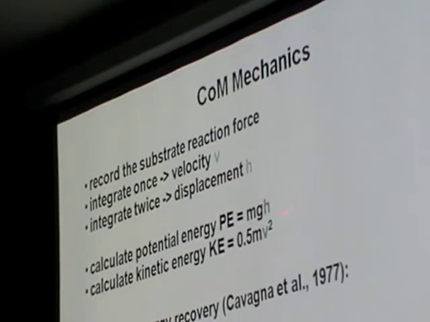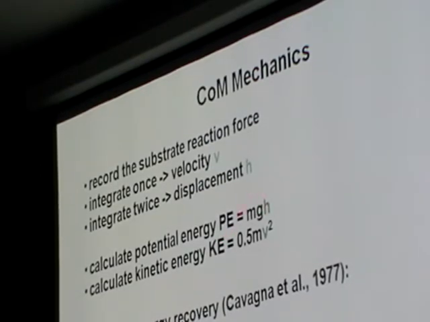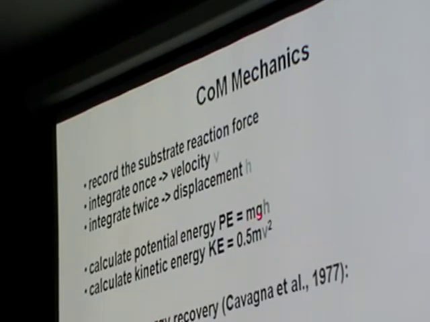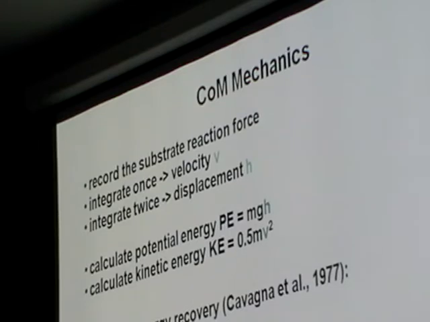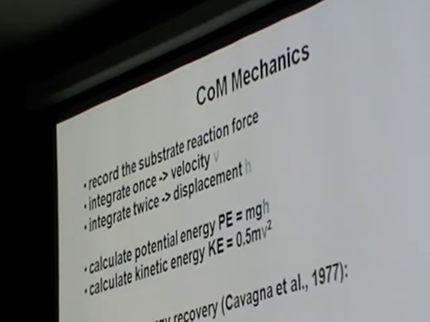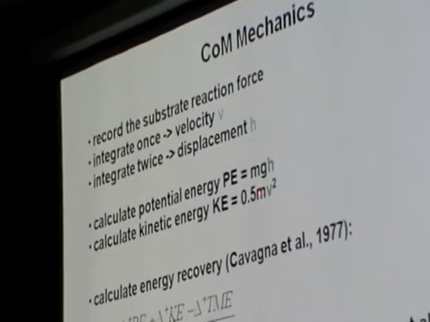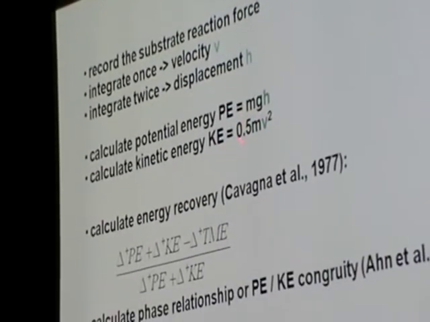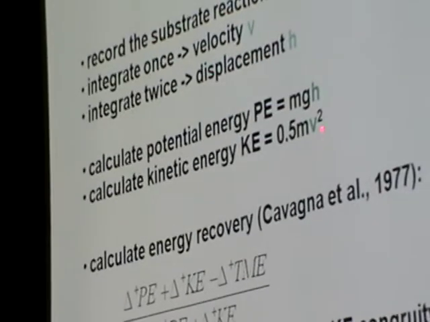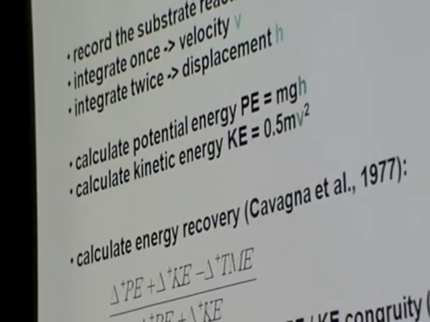And if you look at these two equations, potential energy, there are two constants in there, mass and gravitational force, and one variable, which is the change in height, the fluctuations in height of the center of mass. And here's the kinetic energy equation. Again, two constants, 0.5 and mass, and one variable, the velocity of the center of mass.